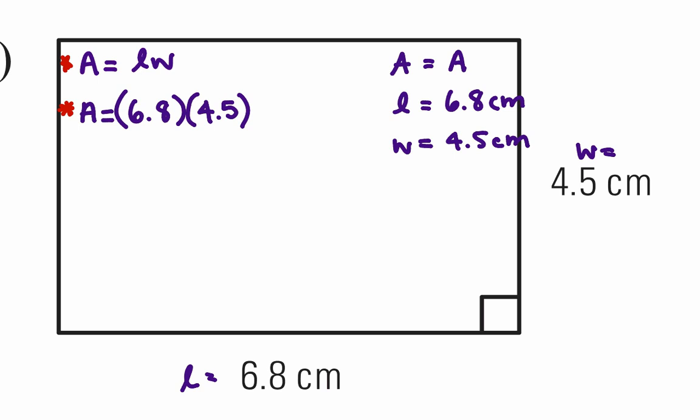Okay, so your third step is to actually calculate. So what's 6.8 times 4.5? 30.6? 30.6.